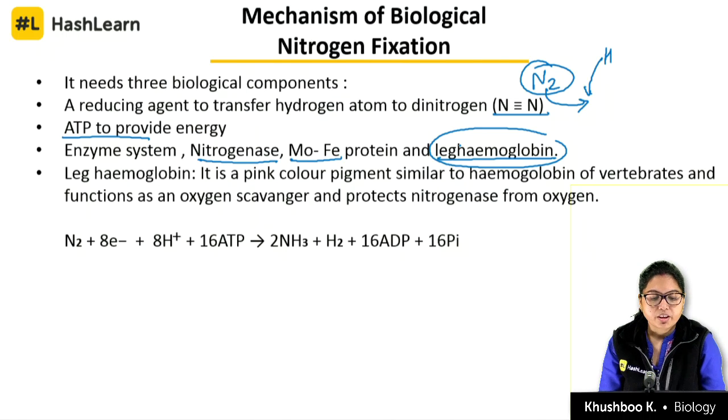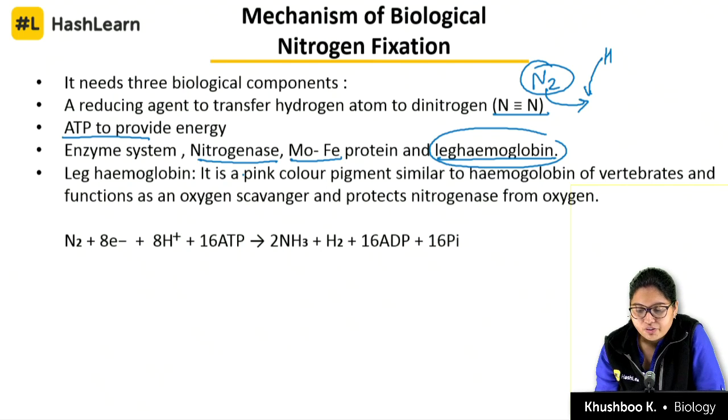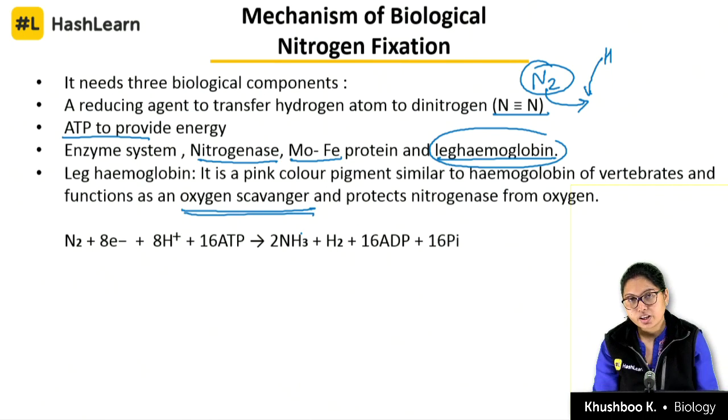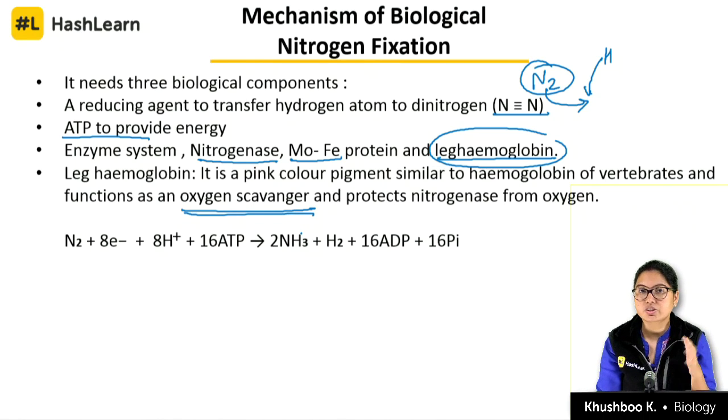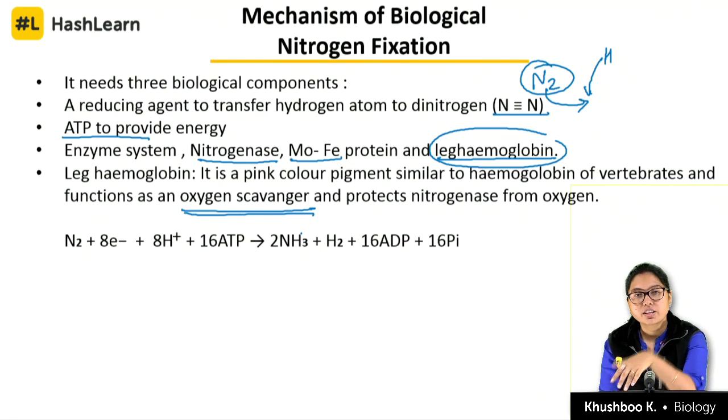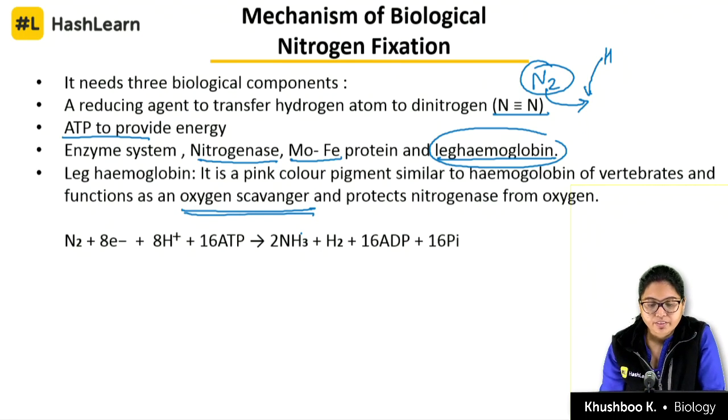system. Leg hemoglobin is a pink color pigment similar to hemoglobin of vertebrates and functions as an oxygen scavenger, whereas for us hemoglobin is very much required for transport of oxygen. We need oxygen, every cell needs it, and there nitrogenase doesn't need oxygen, and that is why leg hemoglobin will eat away the oxygen and protect the nitrogenase from oxygen.